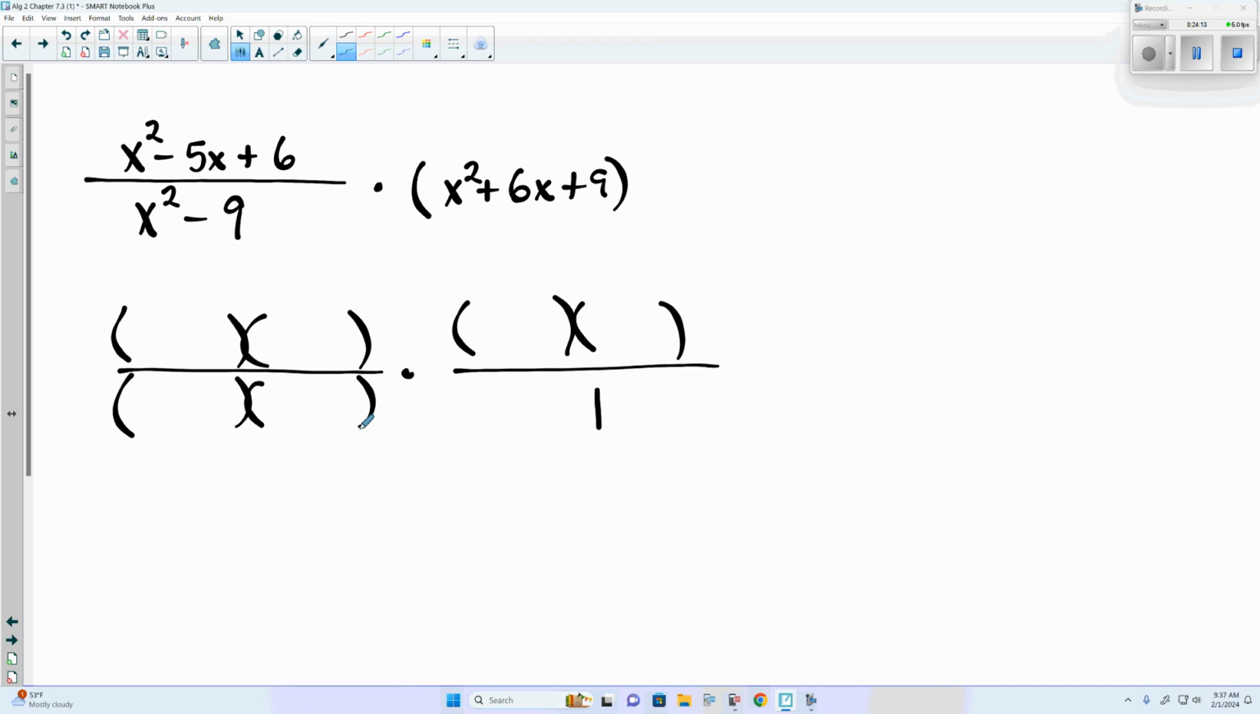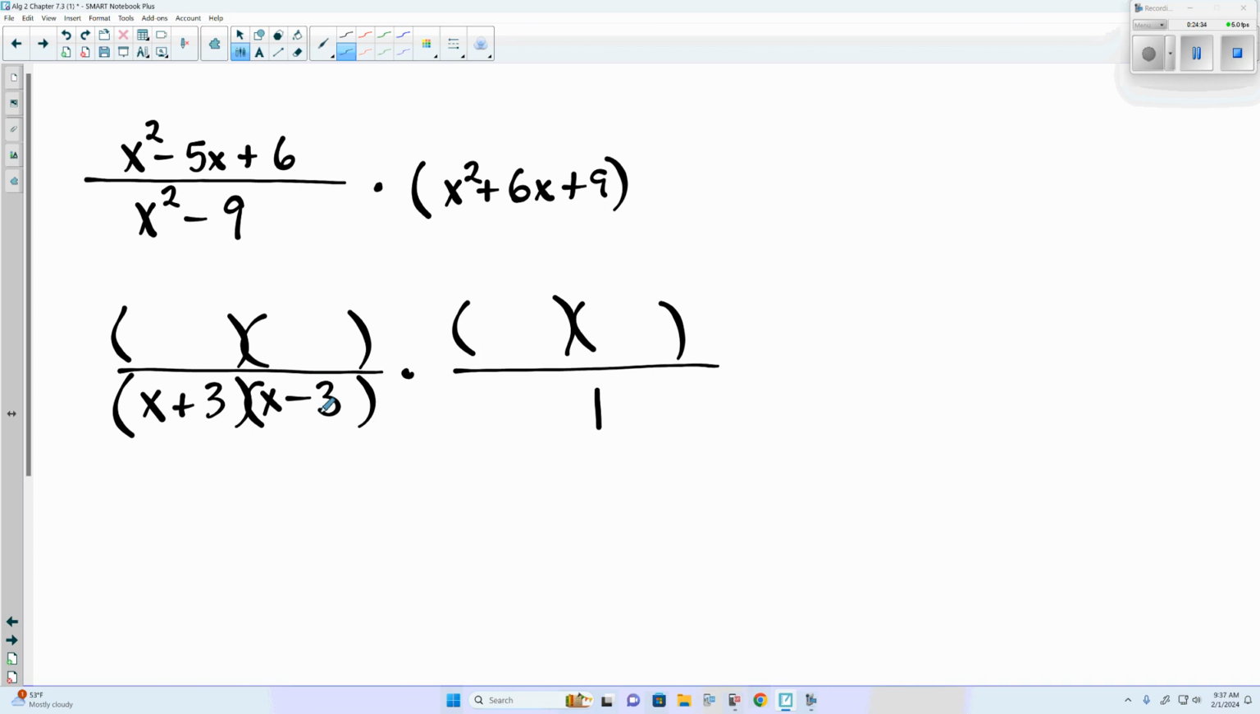X squared minus 9 is one of the factors that should be a little bit nicer. X squared and 9 are perfect squares, yes? So we would have plus and minus. X squared's x and x. 9 is 3 and 3. X plus 3, x minus 3.